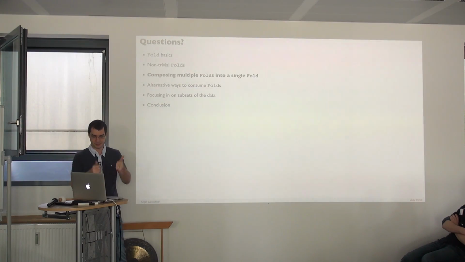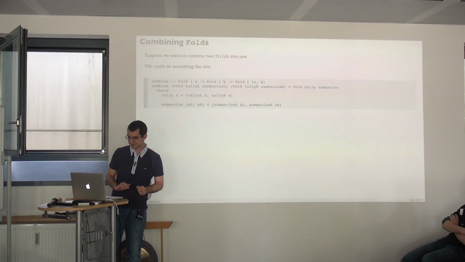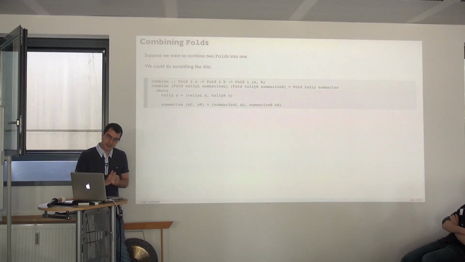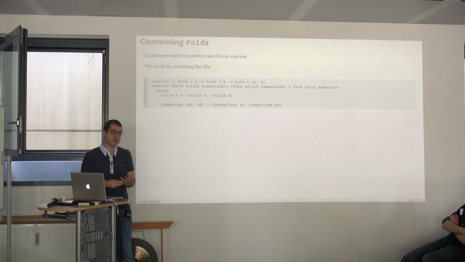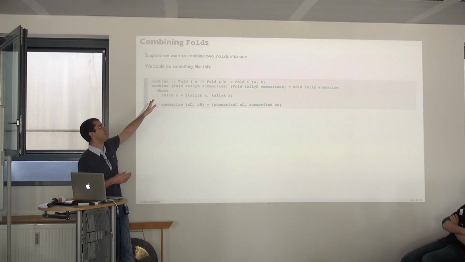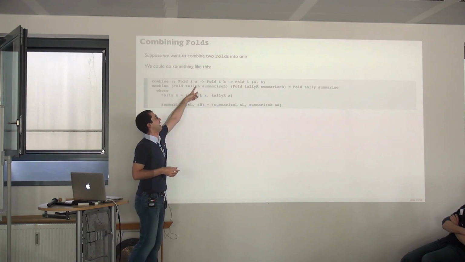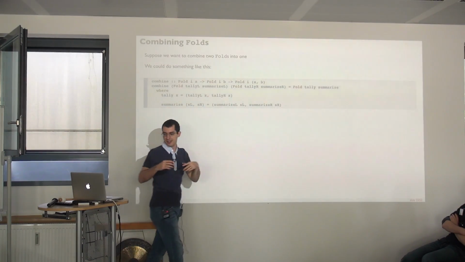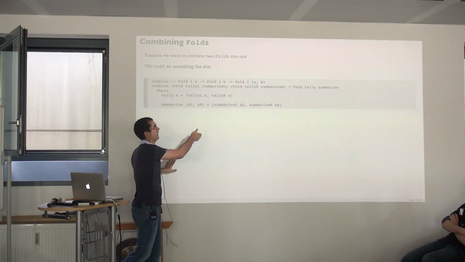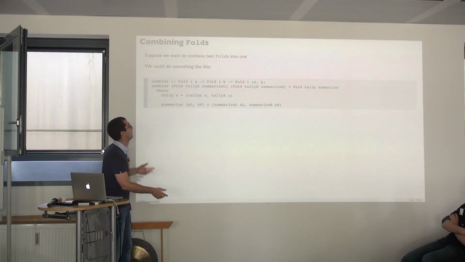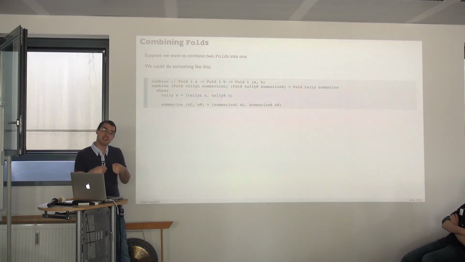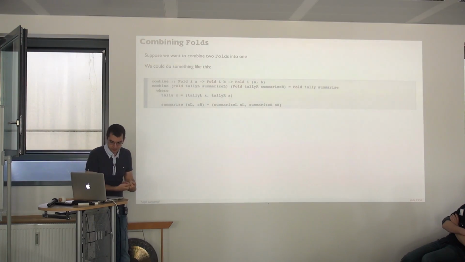No? OK, good. Very often when we analyze a data set, we don't want to analyze just one thing. We usually want to analyze several things at a time. So we might want to provide a function like combine, which, given two folds, a fold from I to A and a fold from I to B, combines them into a single fold from I to A and B. In other words, we want to compute these two folds in one pass over the data set simultaneously.